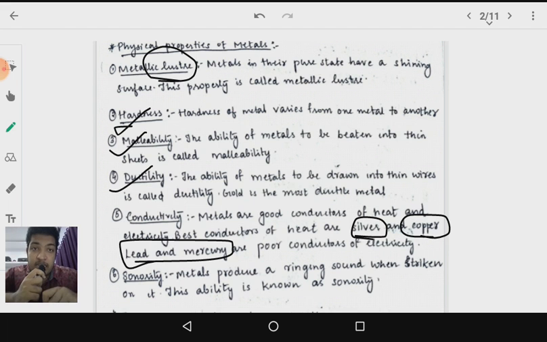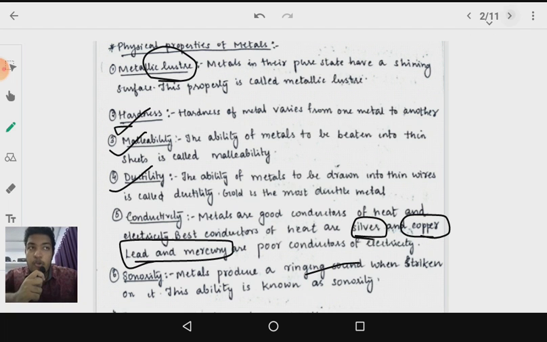Now the last property is known as sonority. Sonority is the sound that is produced by the ringing of metals. When we hit hard on any metal substance, it will produce a sound. This ability of metals to produce a ringing sound when struck is called sonority. So these are the different physical properties of metals: metallic luster, hardness, malleability, ductility, conductivity and sonority.